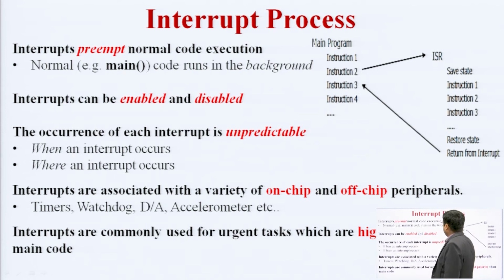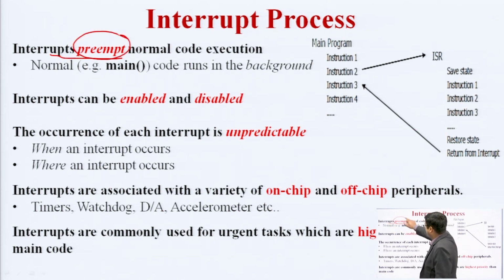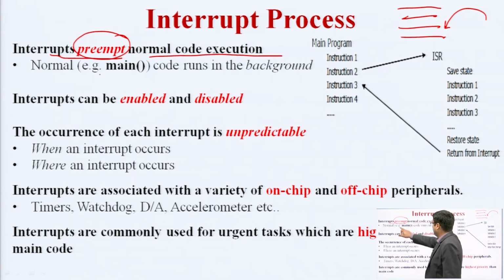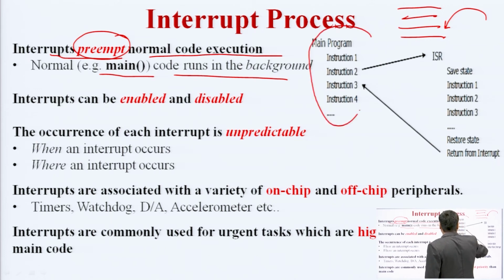Okay. So, the next topic is what is the interrupt process, how the interrupt will occur. The first point is that an interrupt preempts, and disturbs the normal code execution of the program. Whatever we are doing in the main program, when the interrupt occurs, it will interrupt or disturb our normal execution of the program. For example, the main code runs in the background. So, here you can see that this is the main program.